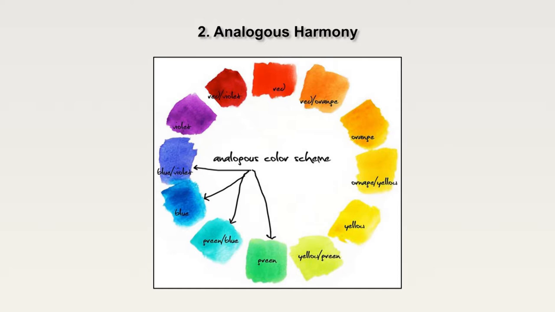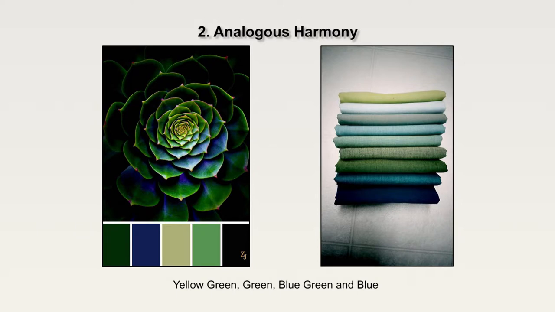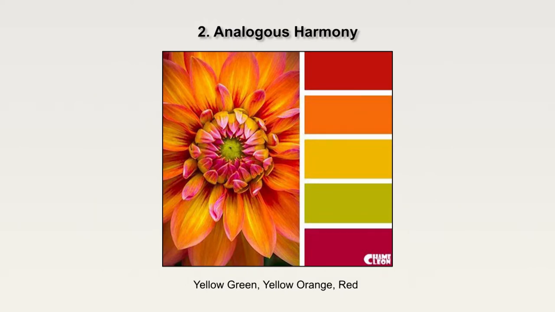Another example is marked on this image here. Blue violet, blue, green blue and green form an analogous color scheme. More examples of analogous color schemes can be seen here. In these images, yellow green, green, blue green and blue form analogous color schemes. Yellow green, yellow, orange and red are also analogous colors as seen in this color palette.